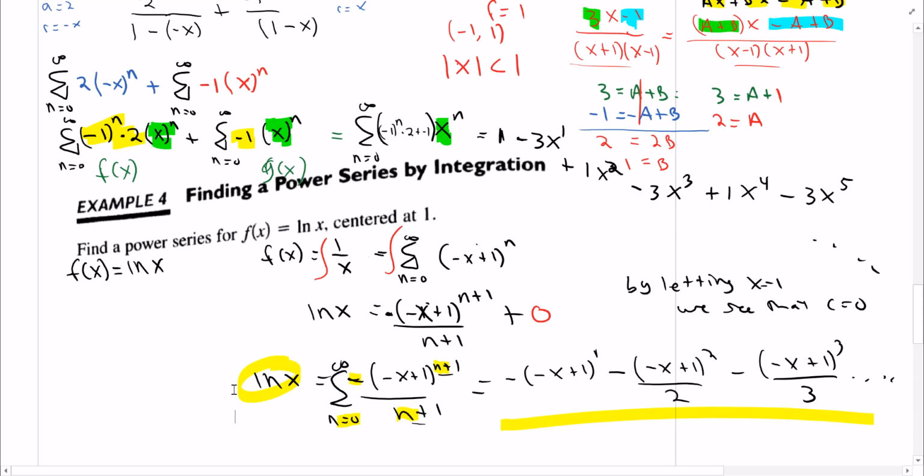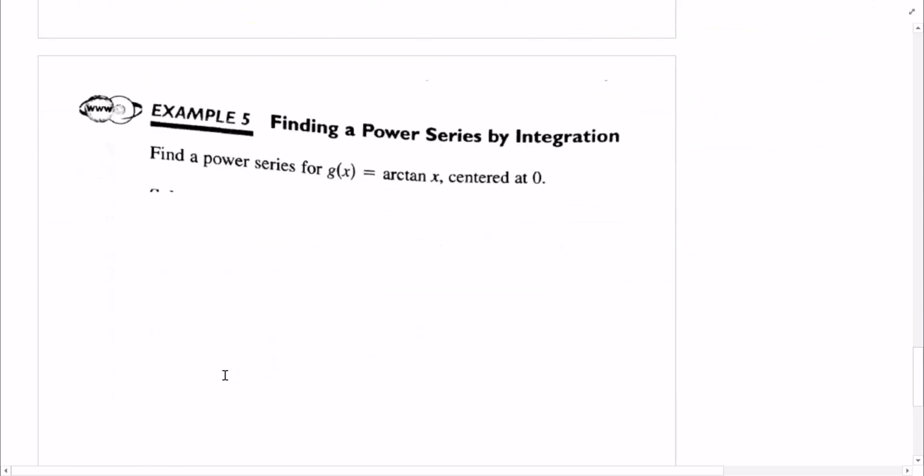All right, let's keep going. So we want to find a power series for g of x equals arctan, centered at 0.